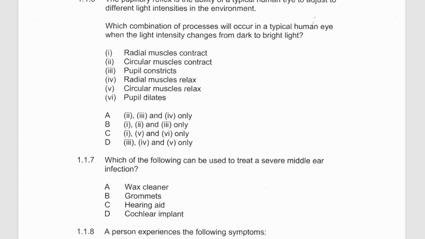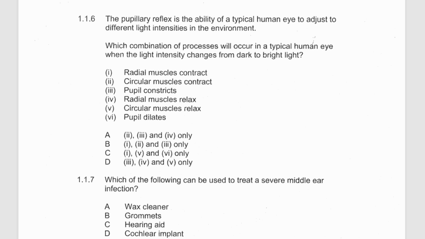Then you go to 1.6. The pupillary reflex is the ability of the typical human eye to adjust to different light intensities in an environment. Which combination of processes will occur in a typical human eye when the light intensity changes from dark to bright? I told you that you explain what is last, which is bright. So you're going to look at it.